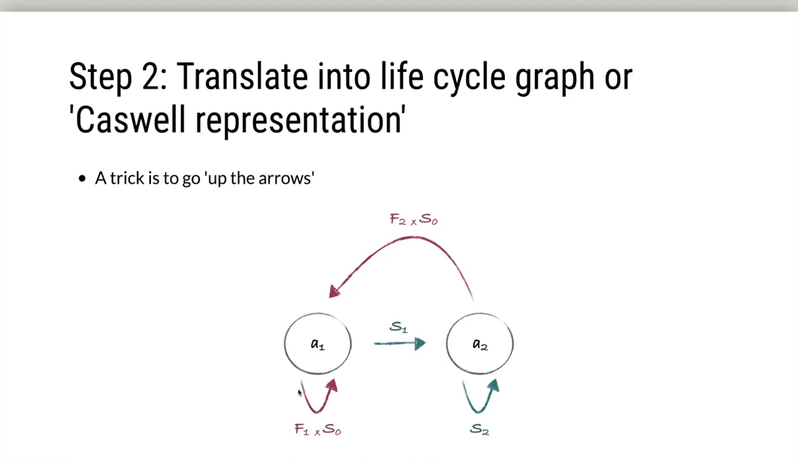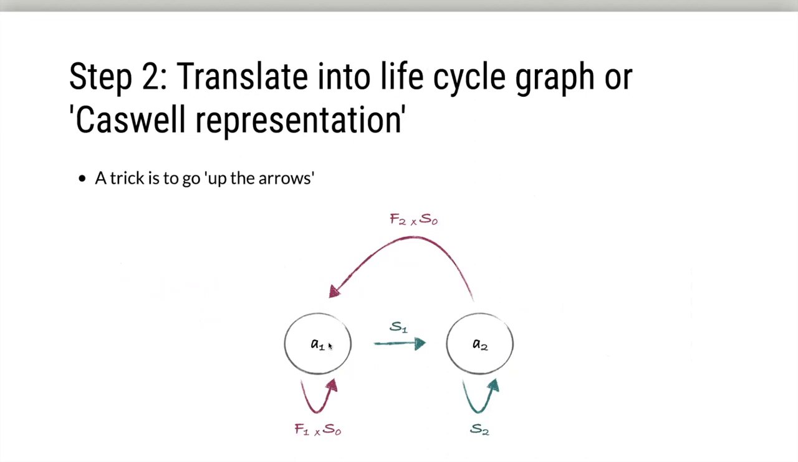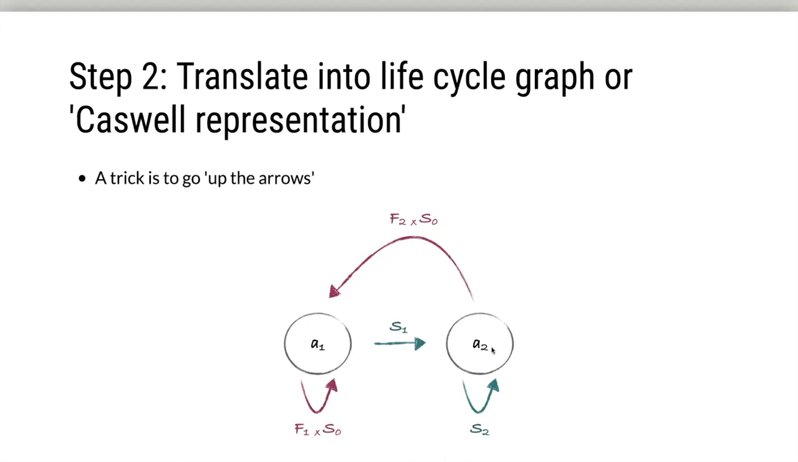A1 are produced by A1 of last year that reproduced and grow into juveniles with probability F1 times S0. So that's going back along these arrows. It represents the production of new individuals that are not directly observed because they're born after the census and only a portion of them have survived to become juveniles. Juveniles at time t plus 1 can also come from adults the year before via production of new individuals that have survived. It's this arrow from A2 at time t to A1 at time t plus 1. The A2 at time t plus 1 come from the A1 at time t that have survived, and the adults A2 at time t that have survived and remain alive as adults. So this arrow and this arrow.